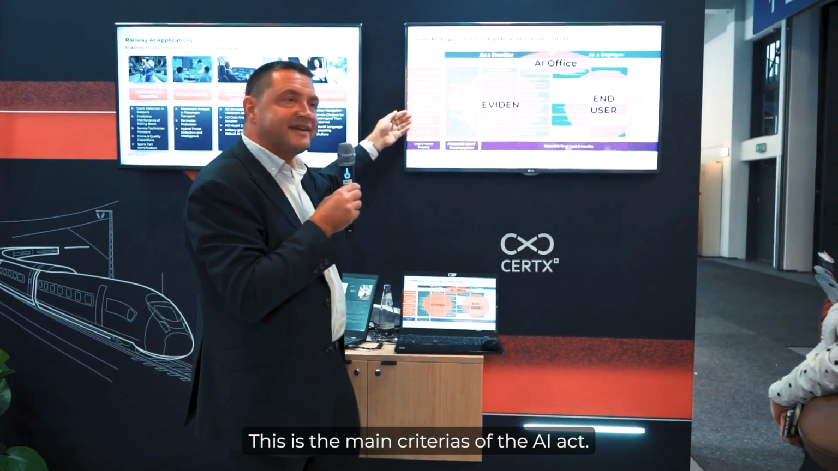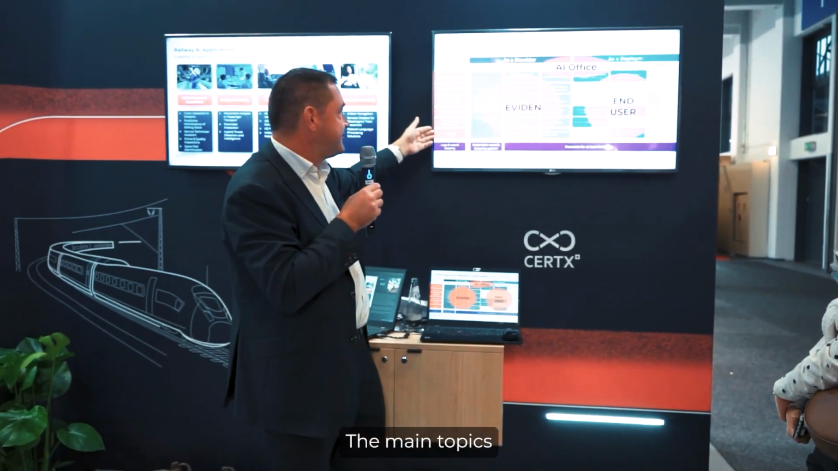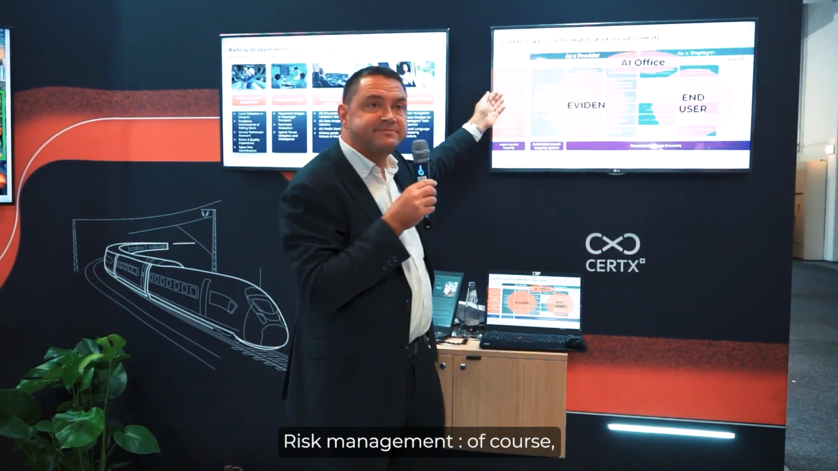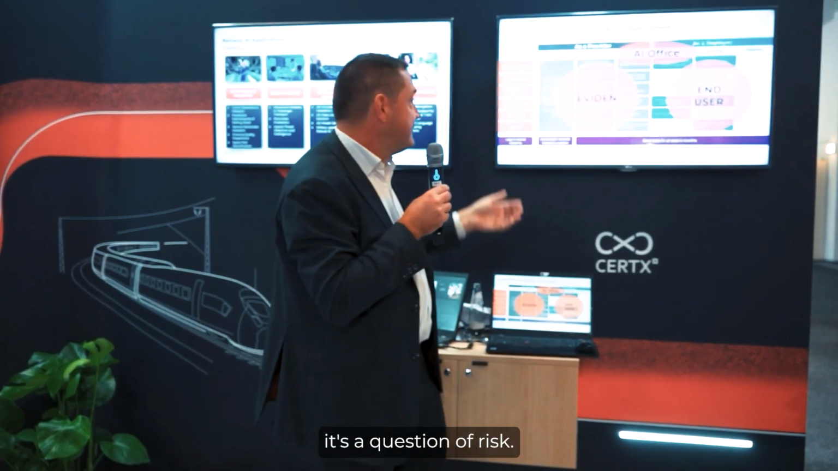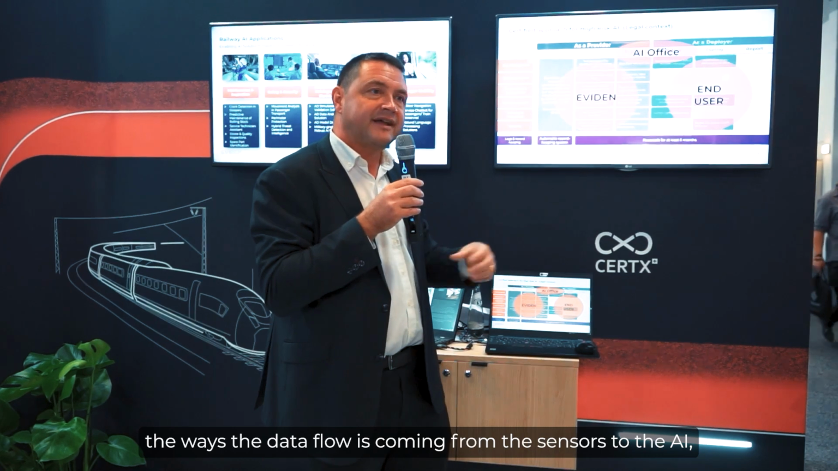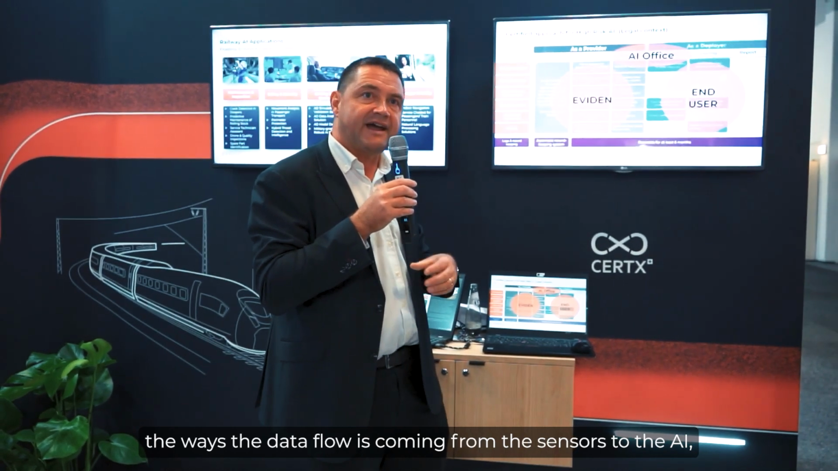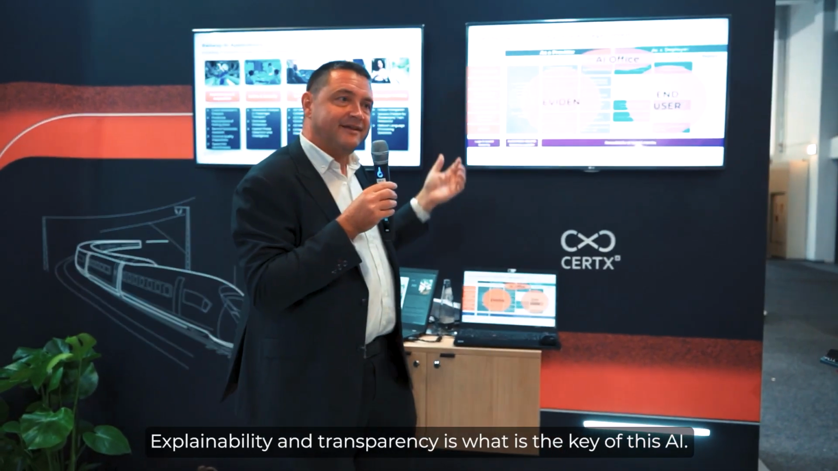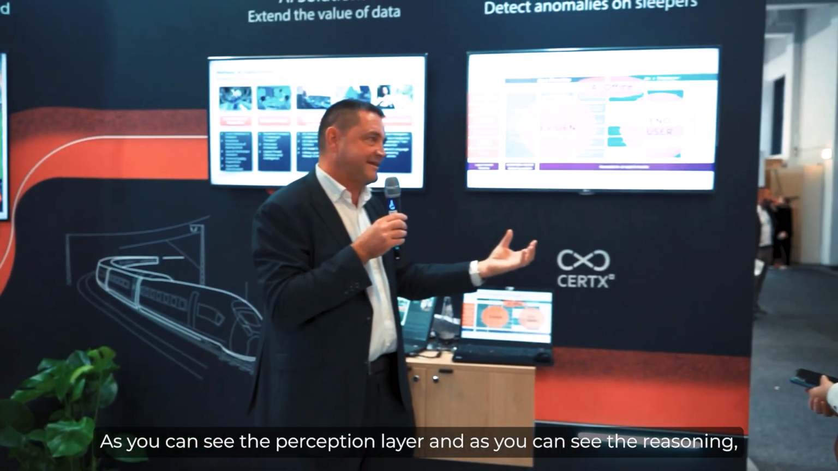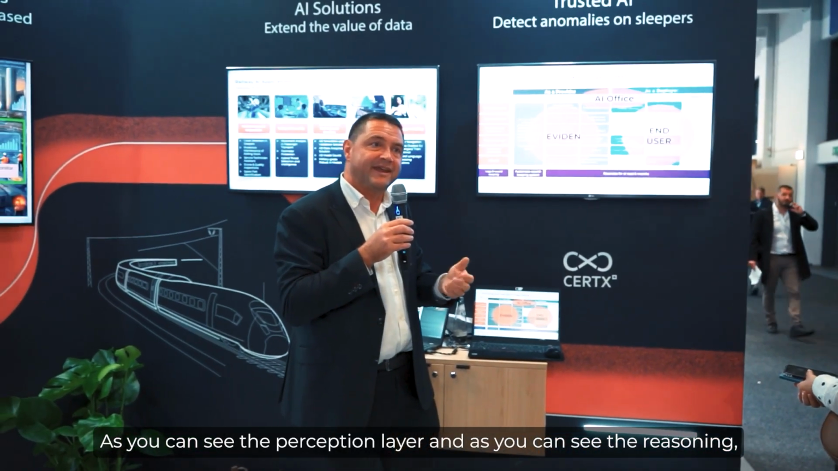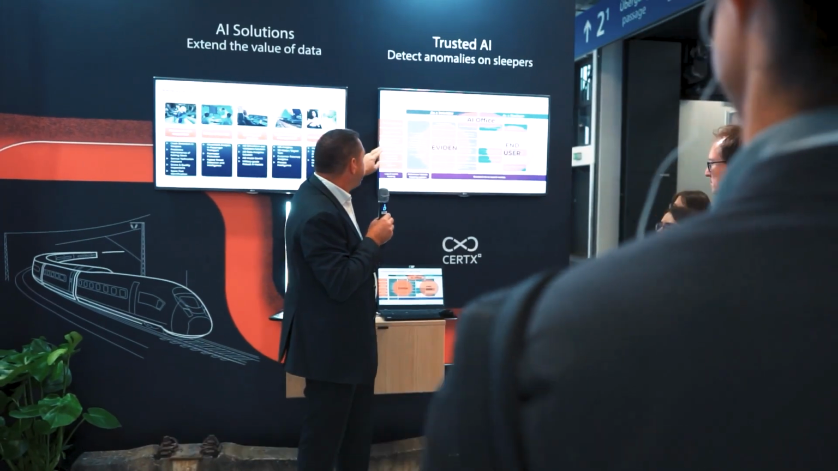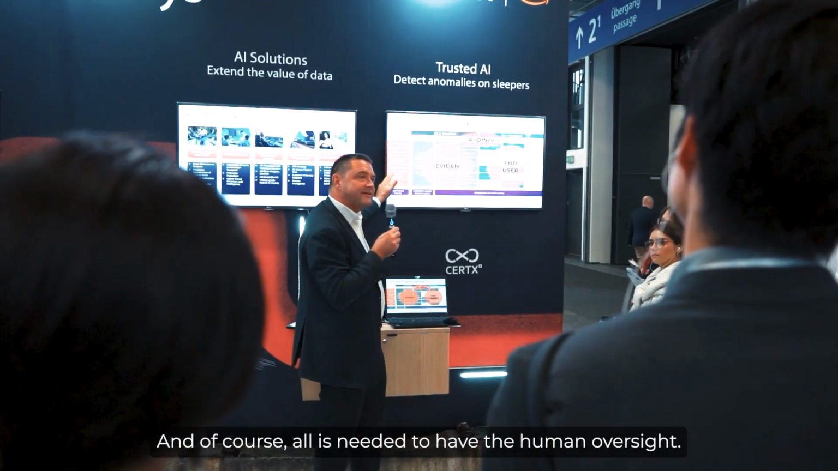This is the main criteria of the AI Act, the main topics that you have to deal with when you are dealing with the AI Act. Risk management, of course, it's a question of risk. Data governance, the way the data flow is coming from the sensors to the AI, it should be secured. Security is very important. Explainability and transparency, it's what is the key of this AI. As you can see the perception layer and as you can see the reasoning, how it is reasoning, you have explainability and transparency. And of course, all is needed to have the human oversight.